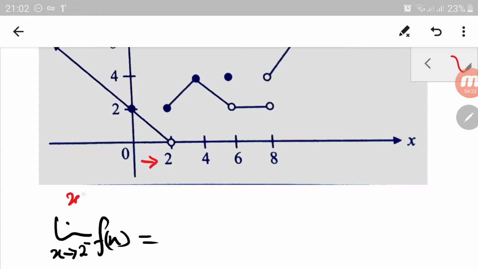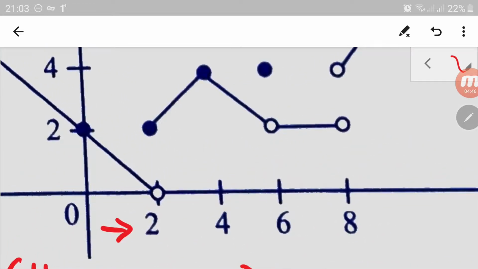Remember when we say 2 from the left, this symbol essentially means the x's are less than 2. That's why they are from the left. They are less than 2. So maybe we zoom a little bit. As you can see here, as x approaches 2 from the left, how about the function?